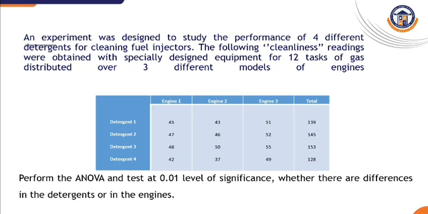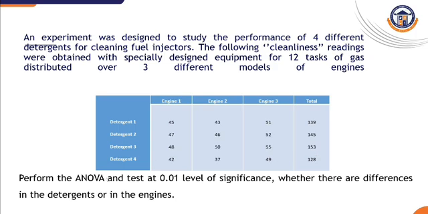An experiment was designed to study the performance of 4 different detergents for cleaning fuel injectors. The following cleanness readings were obtained with specially designed equipment for 12 tanks of gas distributed over 3 different models of engines. The rows are detergent 1, detergent 2, detergent 3, and detergent 4, and the columns are engine 1, engine 2, engine 3, and last we mention the total value of our row.